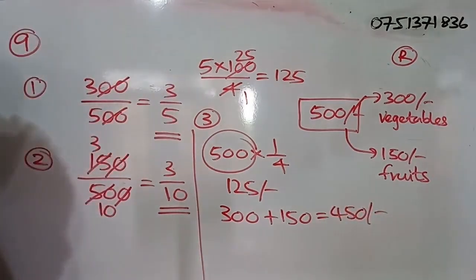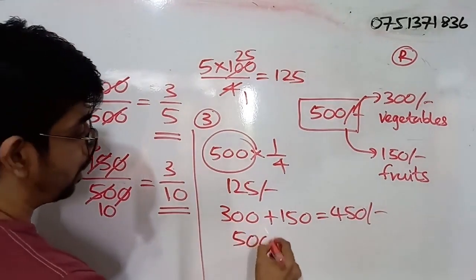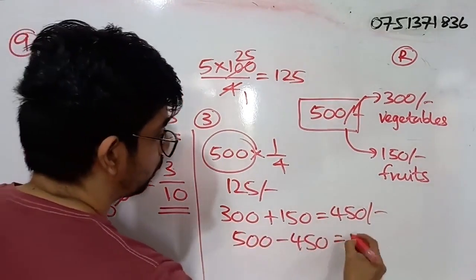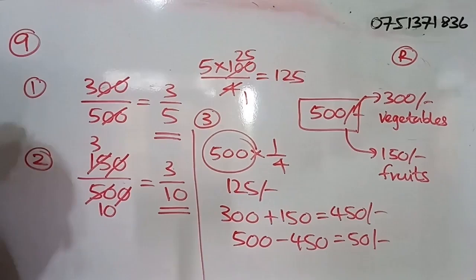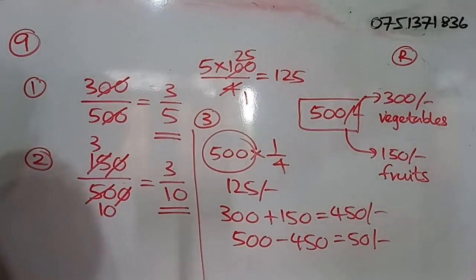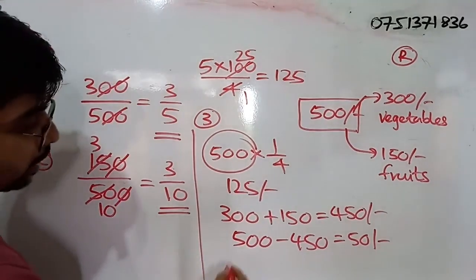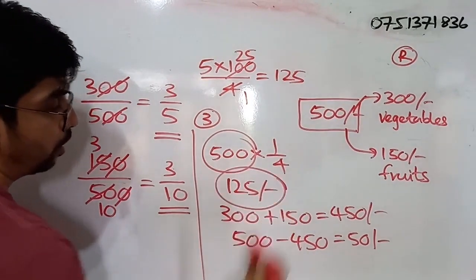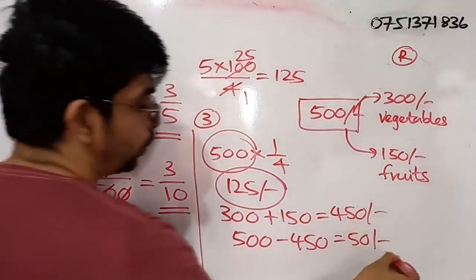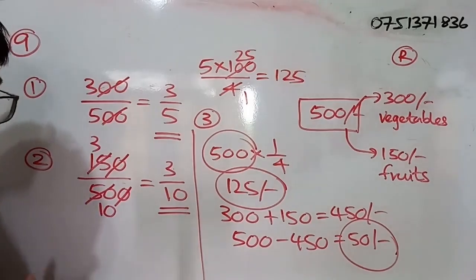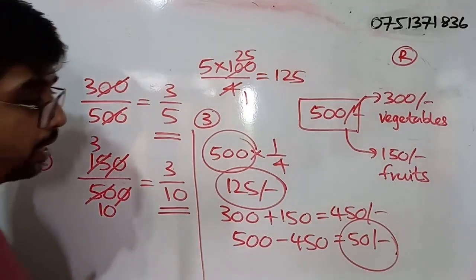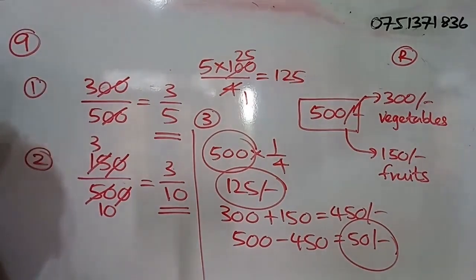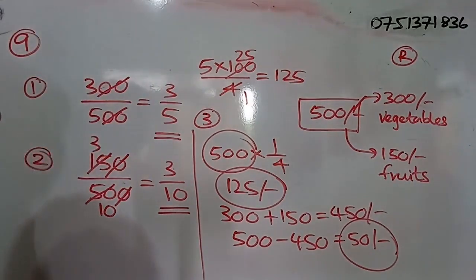What is the remaining amount? 500 minus 450, which is 50 rupees. So was she able to do it? No. Why? She was planning to save 125, but actually after she had completed the marketing, she had 50 rupees. So she was not able to do it.